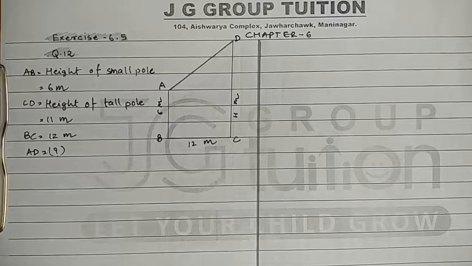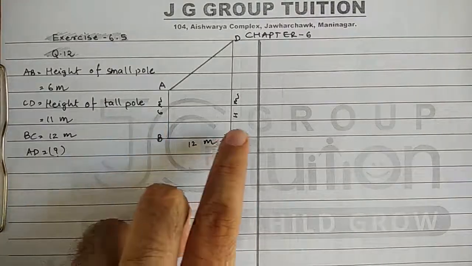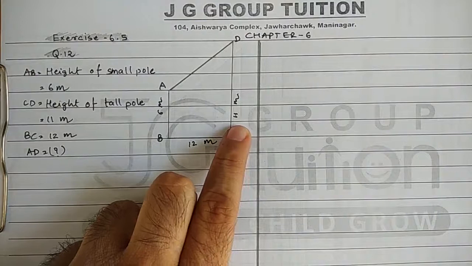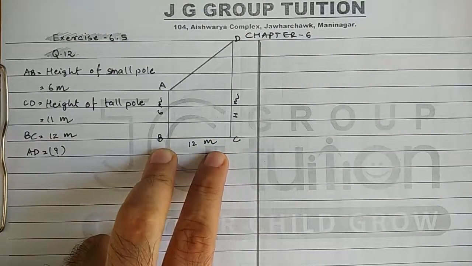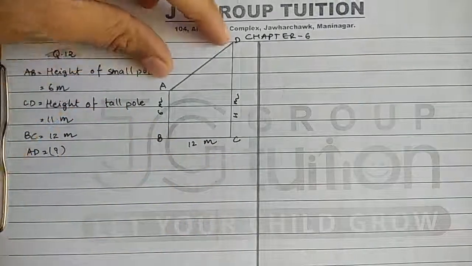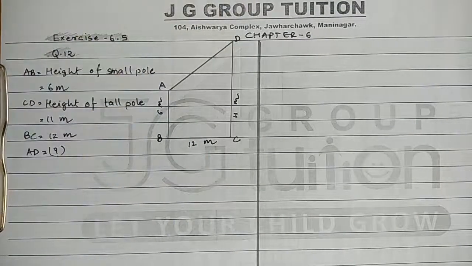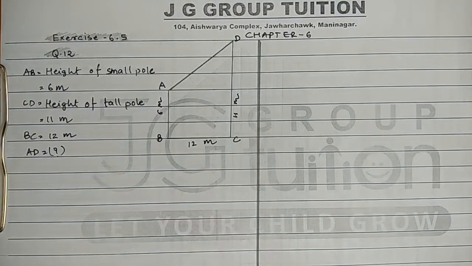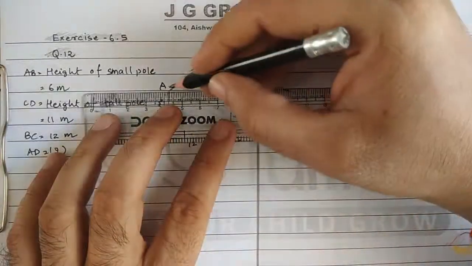Let us continue with one more very important question of this exercise. It is given there are two poles AB and CD. One is of height 6 meter and another is of height 11 meter. If the distance between the 2 feet of the poles is 12 meter, then find the distance between the tops of the poles. So it's a very interesting question. There is only one thing you have to understand in this question. You have to just join one line parallel to BC passing through it.